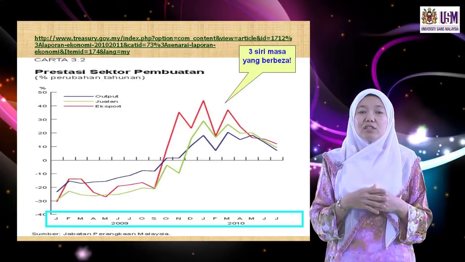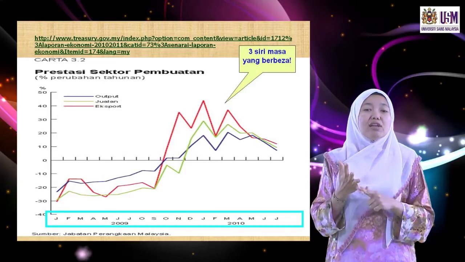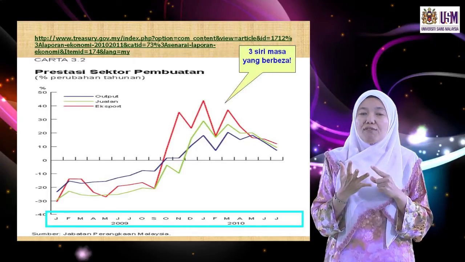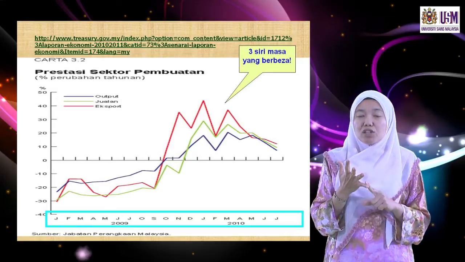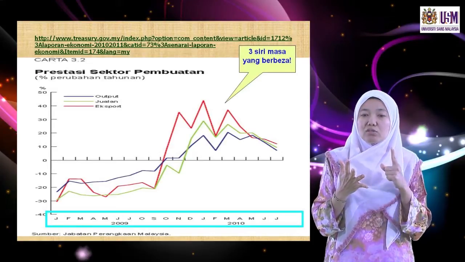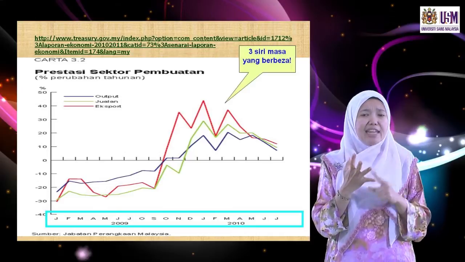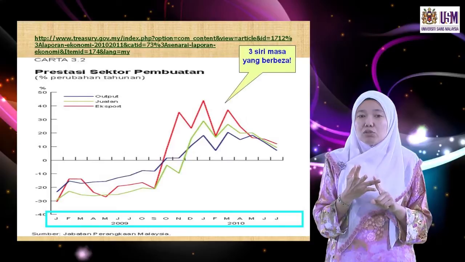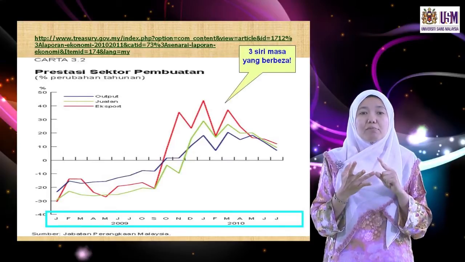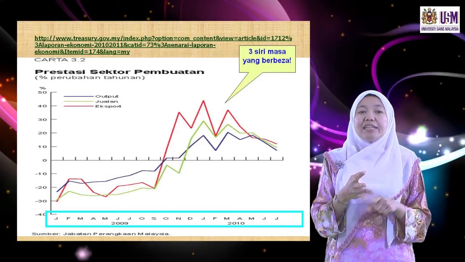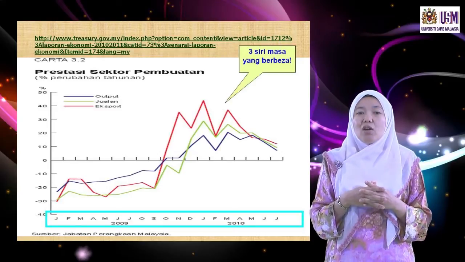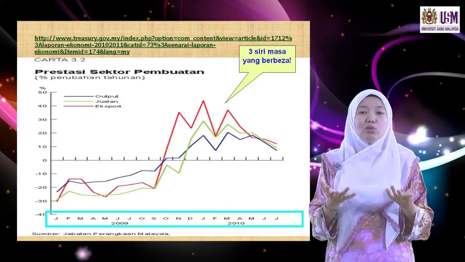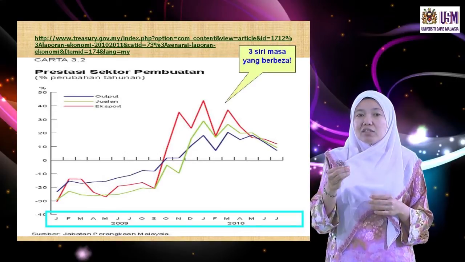And this graph is a combination of three different time series. The one in red is the growth rate of manufacturing export in Malaysia for 2009-2010. Then you see the green line, which refers to the growth rate of sales revenue for the manufacturing sector, while the actual output, or the production of the manufacturing sector, is shown by the blue line.